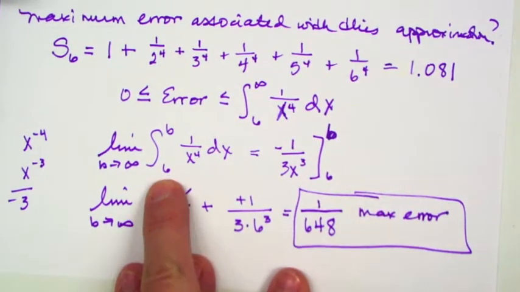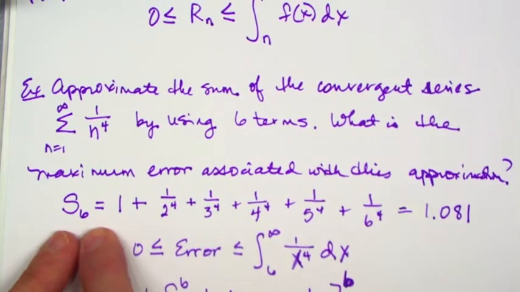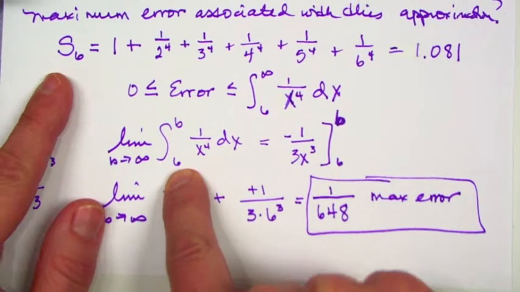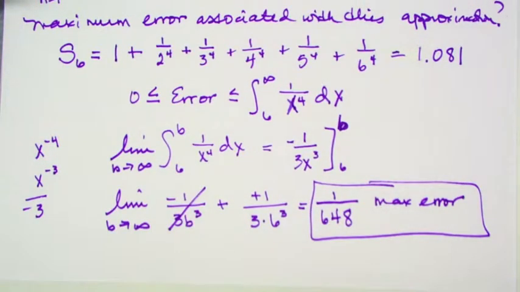Well, it gives you the starting point, right? I found the 6th partial sum. So my integral has to start at 6 because I've essentially covered everything up to 6. But we don't really need the 1.081 to find the error. You do need to do the whole problem. It is.